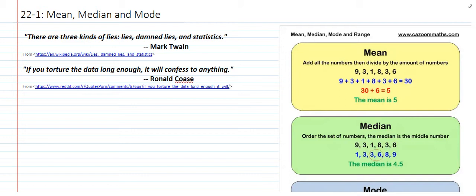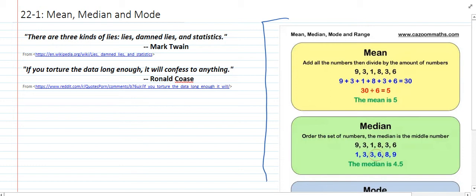My personal favorite, though, is from British economist Ronald Coase. If you torture the data long enough, it will confess to anything. And yes, that is true. If you look over here on the right, we'll be looking at mean, median, and mode. We're not going to look at range today. We're just going to look at mean, median, and mode.